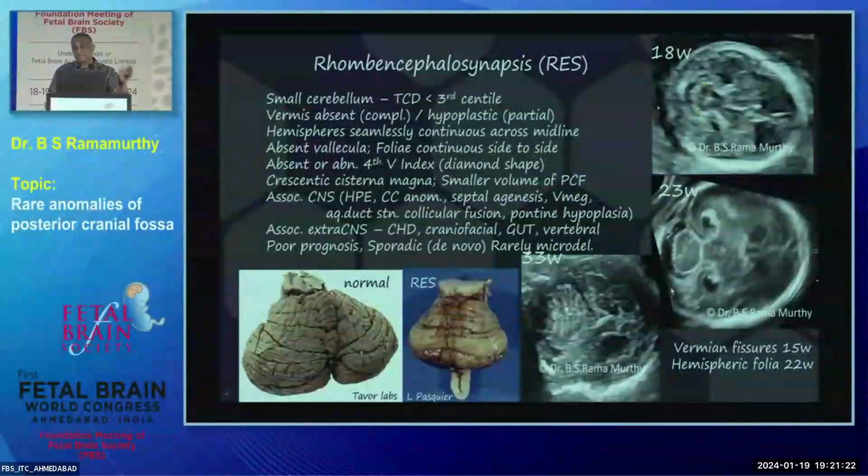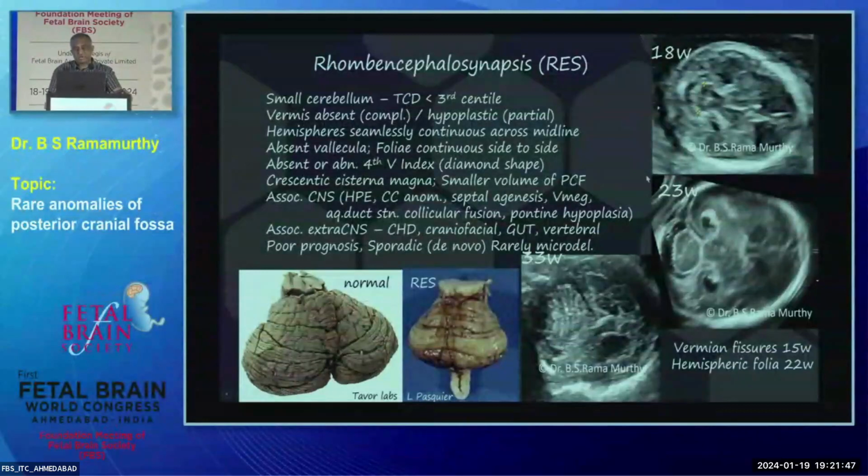And if you wait till the late second trimester or third trimester, what will you see here? You have the folia which are continuous. Now, also the fact that we need to know what is this structure called the vallecula. Vallecula is that prominence of the cerebellar hemispheres which go up and result in a notch there.